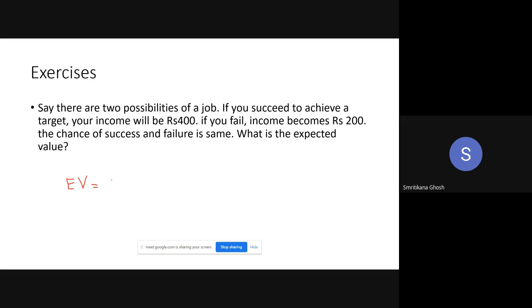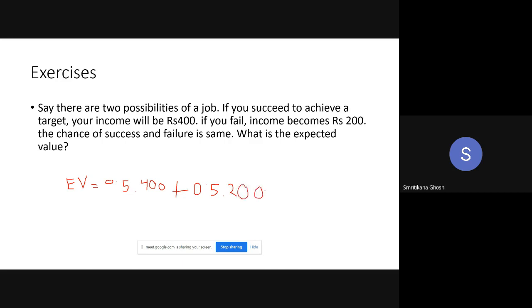So here the probability is 0.5 for the occurrence of the first event. The probability is 0.5 into, if you achieve the target, then what will be the outcome? Outcome is called payoff in economics. So it is 400. Plus, if you cannot achieve, the chance is 50%, so it's 0.5 again, into, if you cannot achieve, then what will be your income? 200.